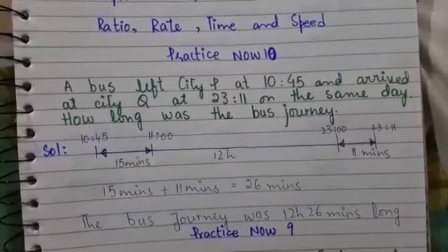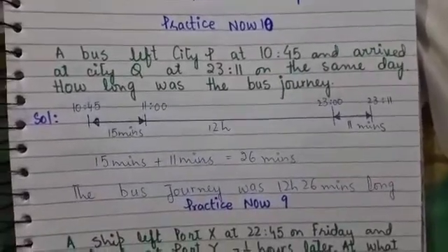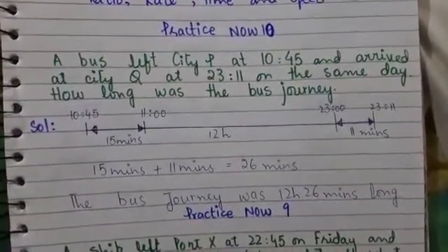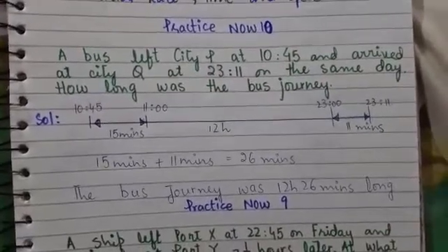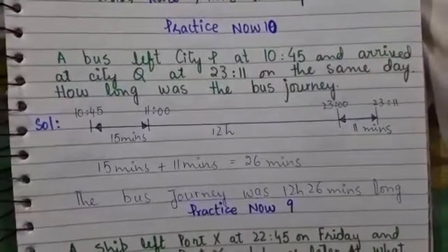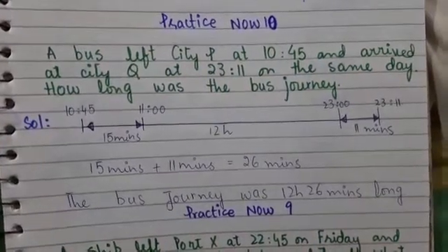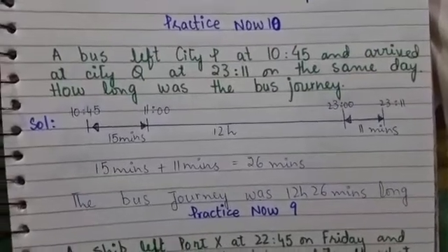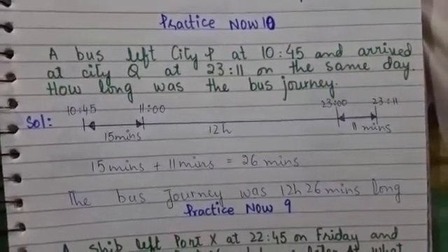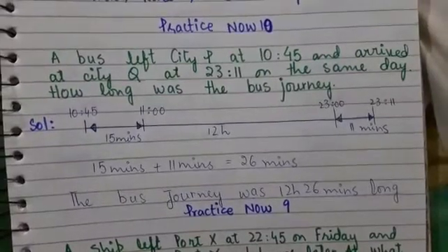the time more easily. Practice now 10 states that a bus left city P at 10:45 and arrived at city Q at 23:11 on the same day. How long was the bus journey? Okay, so here we are given the starting time, which is 10:45, and the arrival time, which is 23:11. We have to find out the journey time.